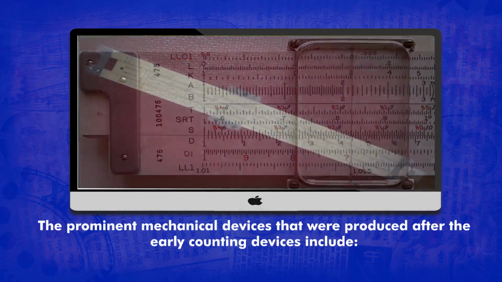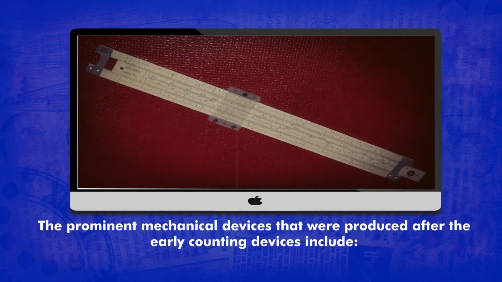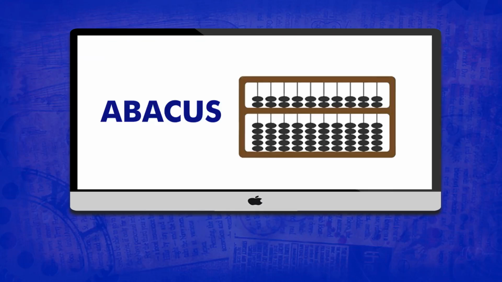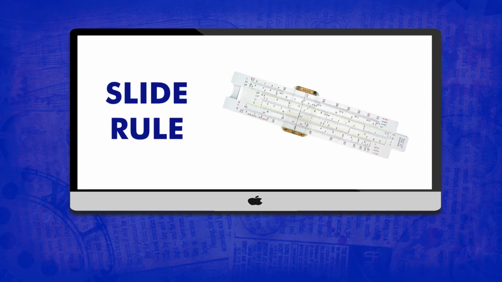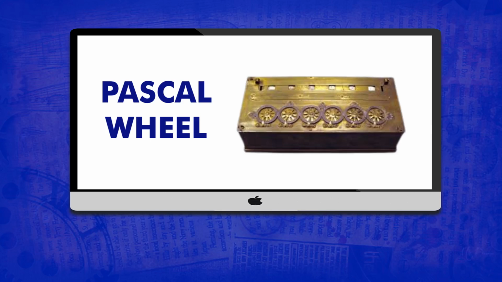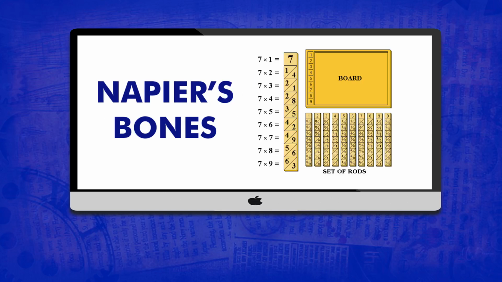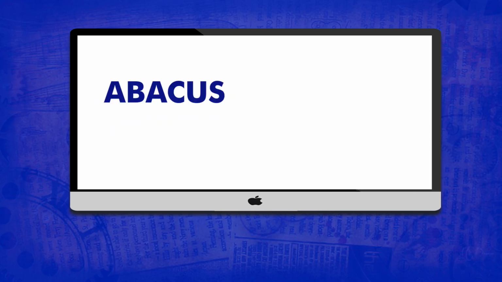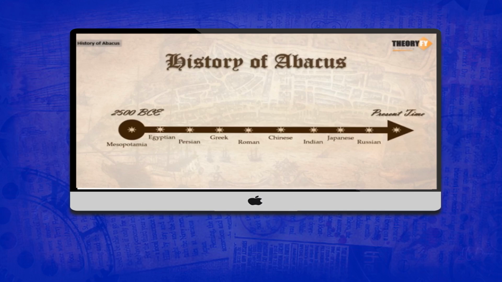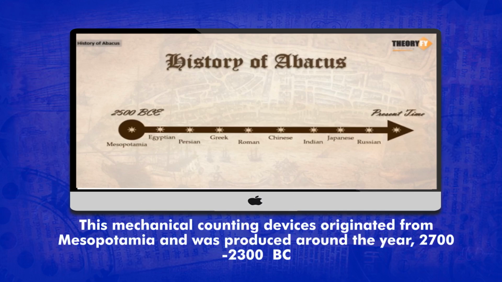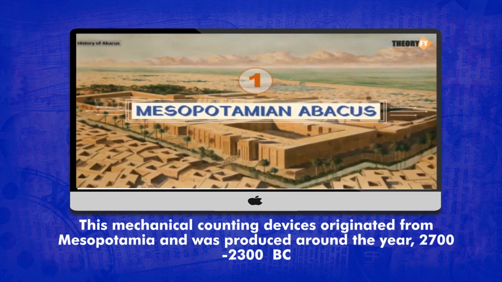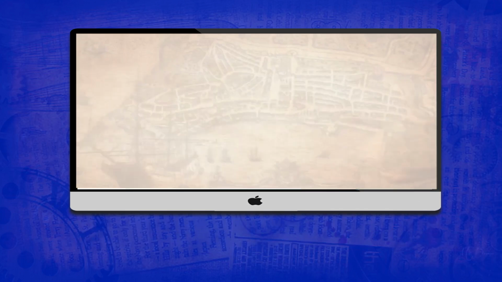The prominent mechanical calculating devices that were produced after the early counting devices include A. Abacus, B. Slide rule, C. Pascal wheel, and D. Napier's bone. Now, starting with A. Abacus. This mechanical counting device or calculating device originated from Mesopotamia and was produced around the year 2700 to 2300 BC.